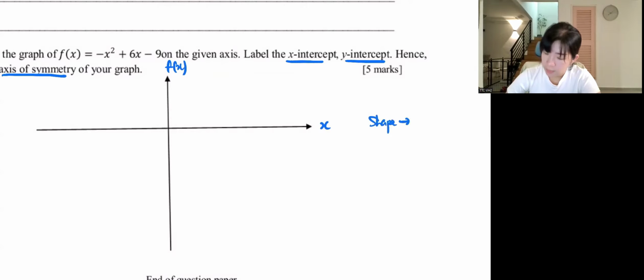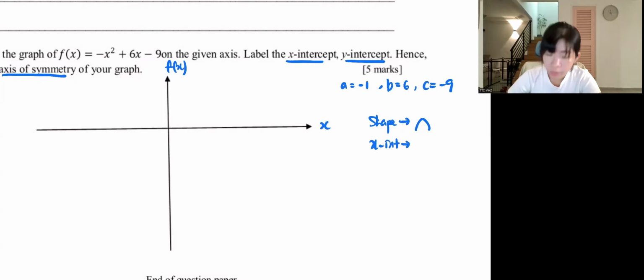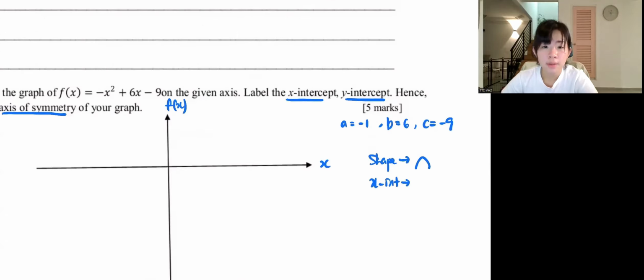Okay, a is -1, b is positive 6, c is -9. So you look at a to determine the shape. So a is -1 means that it is a sad face. Then next you need to determine the x-intercept. How do we find the x-intercept? The graph must touch the x-axis at what point? So to find the x-intercept, use calculator.